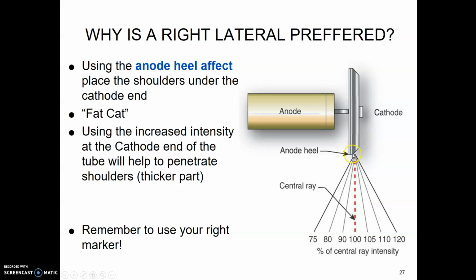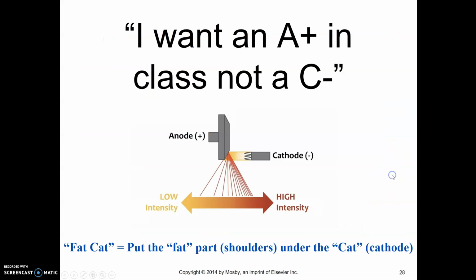Why? Because of the angle of the anode. So these X-ray photons that are coming over here, they've got to get down this angle and then out. So they're a little less intense than those up here at the cathode. All right. If you do a right lateral, remember to use your right marker. It's going to throw you off the first time you do it.